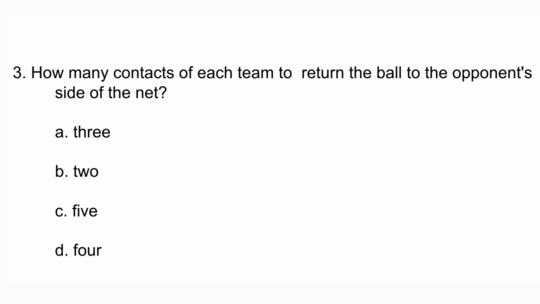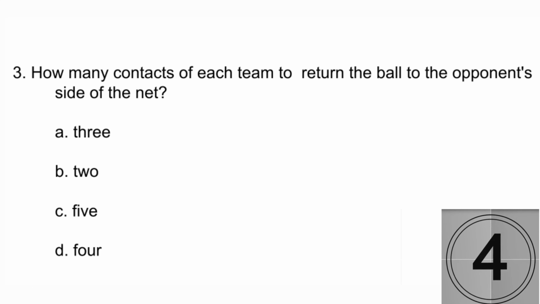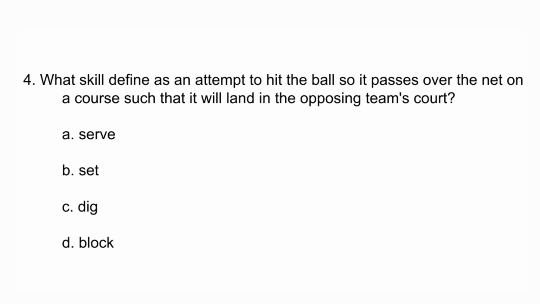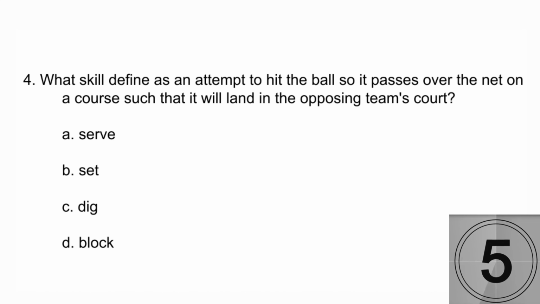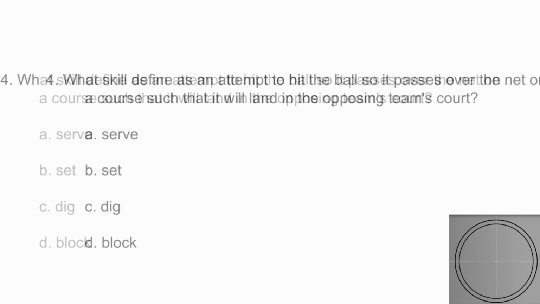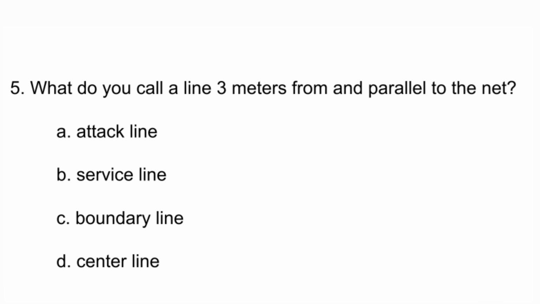3. How many contacts can each team make to return the ball to the opponent's side of the net? 4. What skill is defined as an attempt to hit the ball so it passes over the net on a course such that it will land in the opposing team's court? And 5. What do you call a line 3 meters from and parallel to the net?